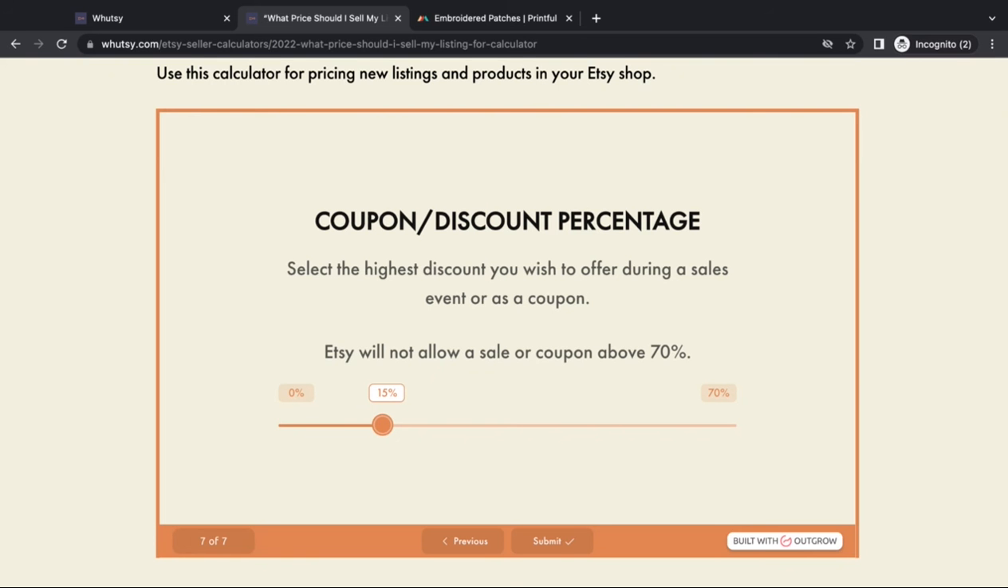And I'm a firm believer that changing your prices just because you have a sale coming up is kind of a dirty trick, and I don't think that's right. So if we just figure out our pricing from the beginning to include that discount code, coupon, or sale that we're going to offer, then we don't have to worry about it again. Okay. And then from there, we click submit.